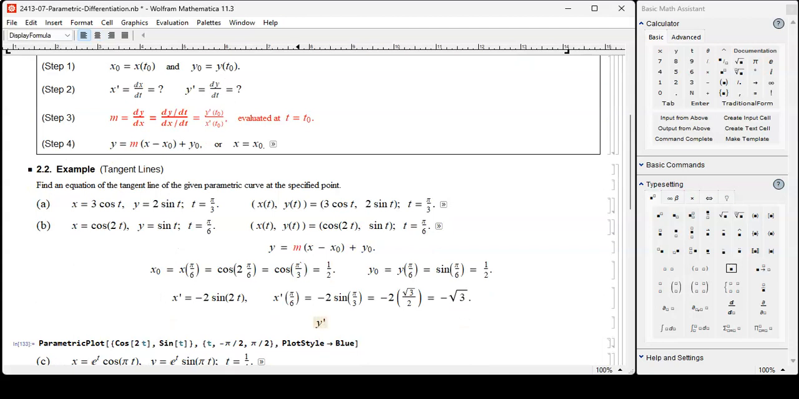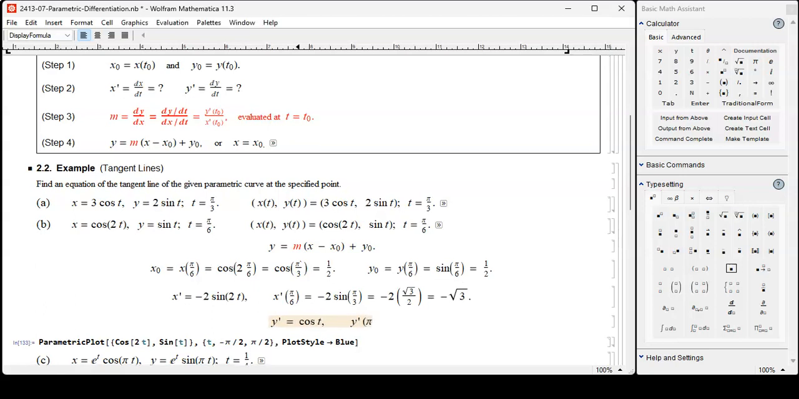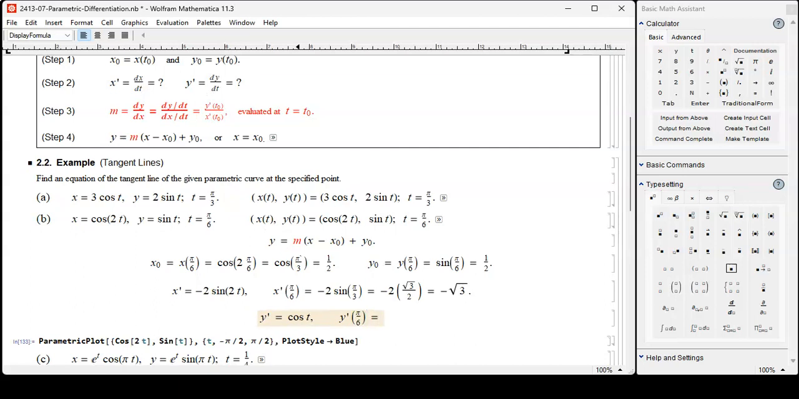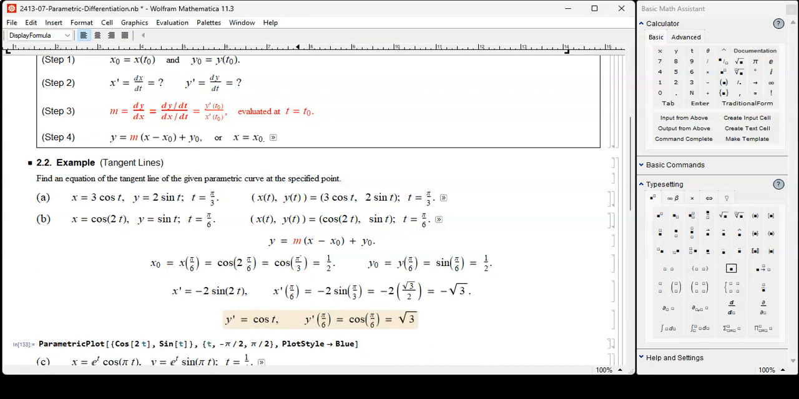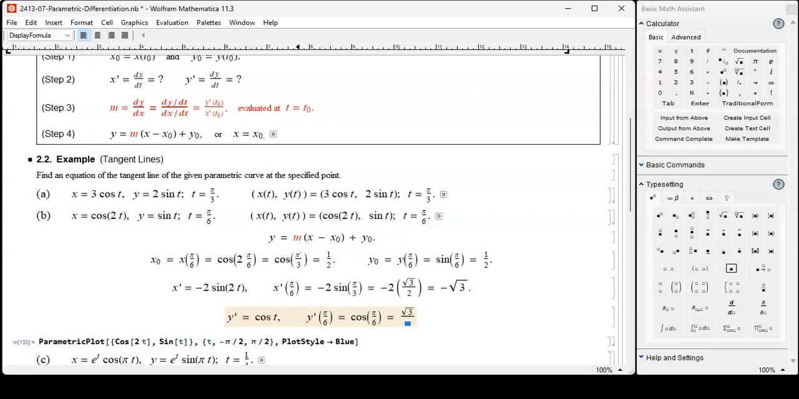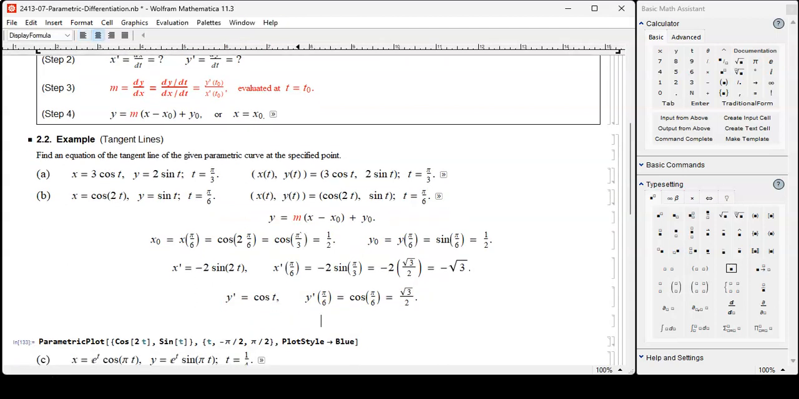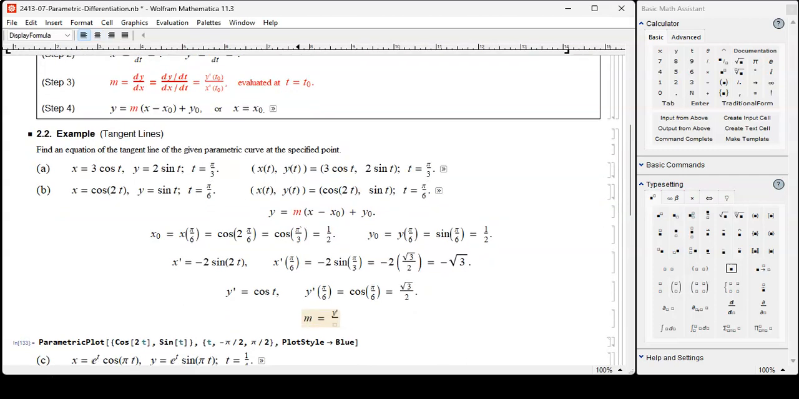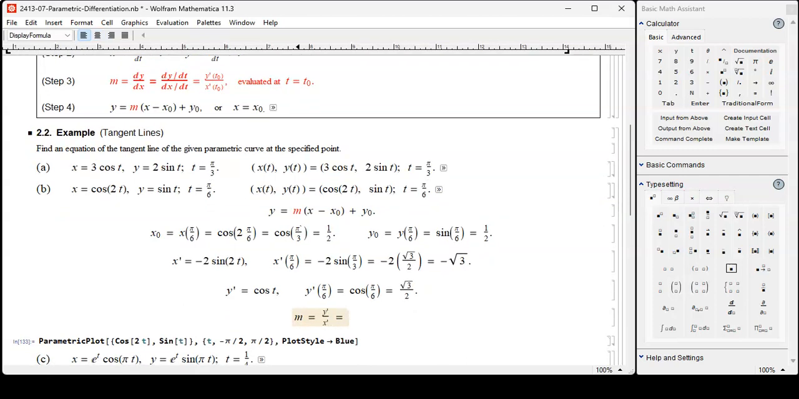Okay, how about y prime? Y is sine of t, so derivative is cosine of t. And y prime of pi over 6, that's cosine of pi over 6, and that's square root of 3 over 2. Cosine of 30 degrees. Okay, y prime there, x prime there, so we can find out the slope. M is y prime over x prime, evaluated at pi over 6, of course.